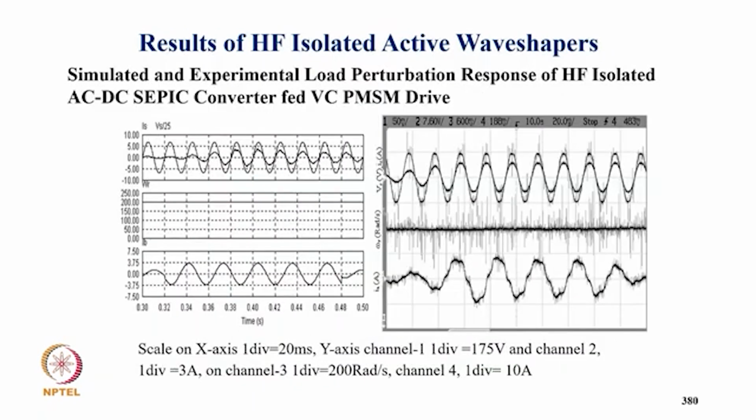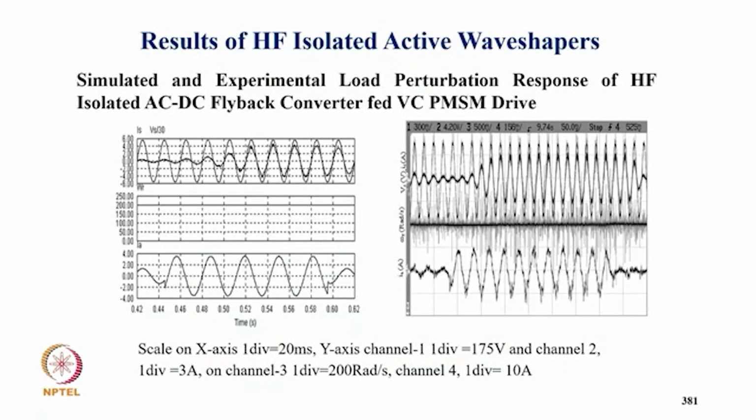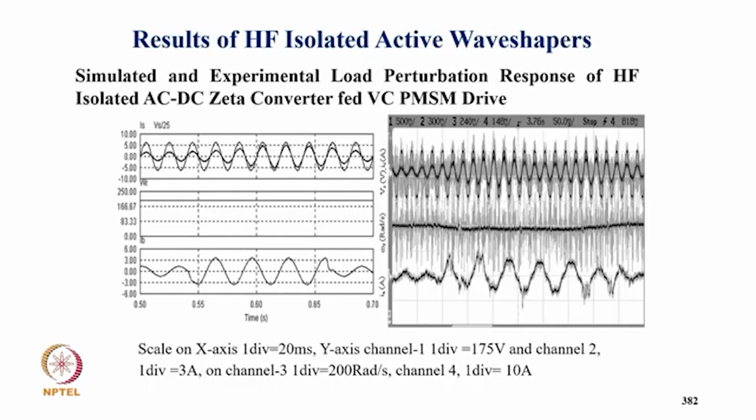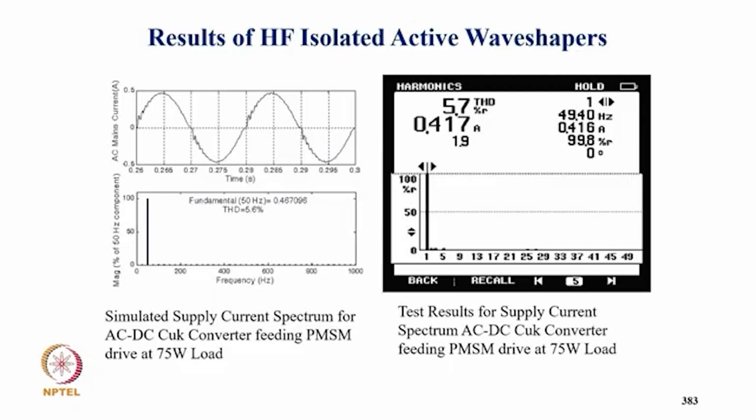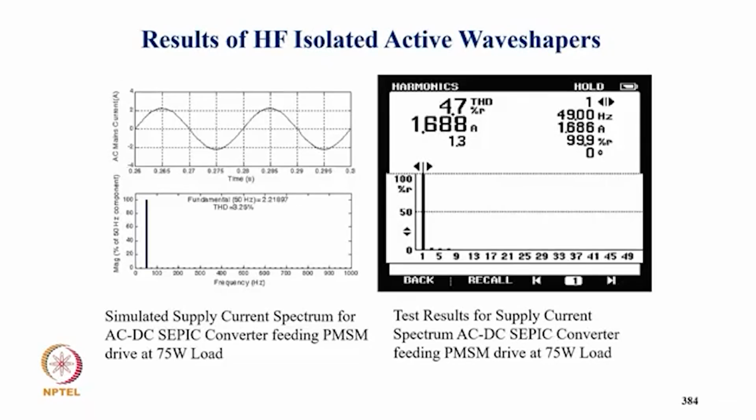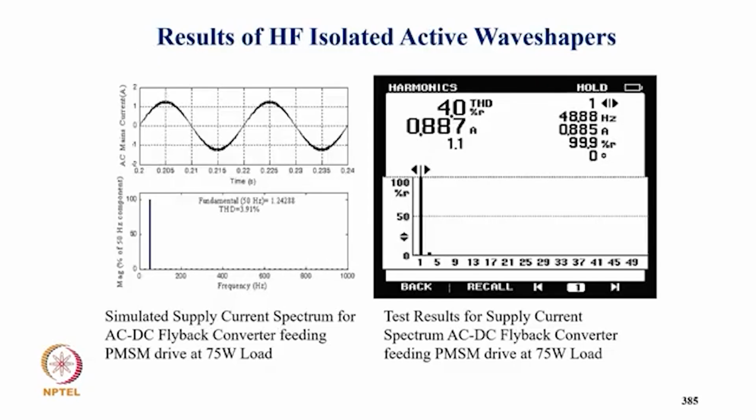Then in the SEPIC converter also, load application, load removal. Then the flyback converter also, load application, load removal. And then the zeta converter also, load application, load removal. And in case of the converter, the supply current is 85.6% and experimentally 5.7%, and for the SEPIC converter it is 3.25 and 4.7 in experimental.